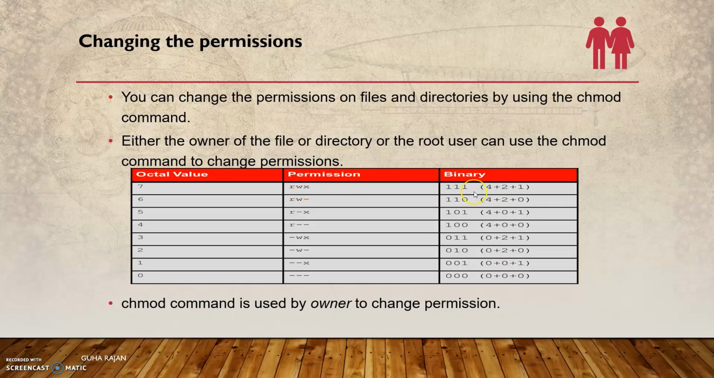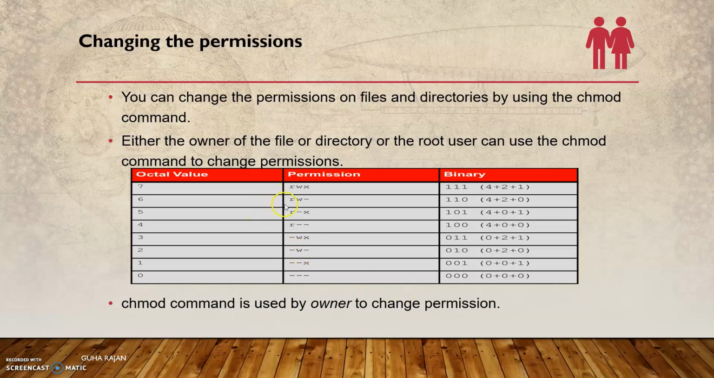In binary, it is 111, generally denoted as 7. So 777, if you give, that's a common permission. You use the change mode. 777 meaning all will have read, write, and execute. Execute is possible. Read, write, execute.